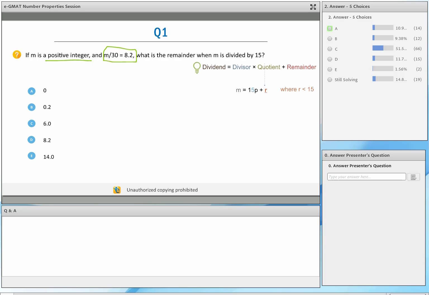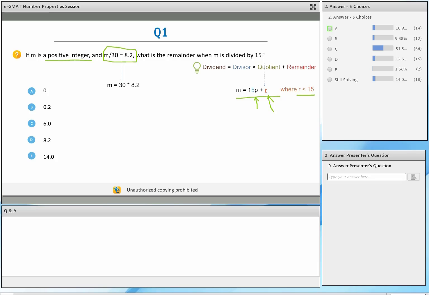And again, what you need to figure out is you translate this: m is equal to 15p plus r, where r is less than 15, right? So think about what is it that you need. Again, I'm following the same exact process. I need to express whatever I have been given into two parts. One part that's divisible by 15, the other part that's not divisible by 15. The part that's not divisible by 15 will give me the remainder. And I have to make sure that that remainder is less than 15. That's the principle that I'm applying here.